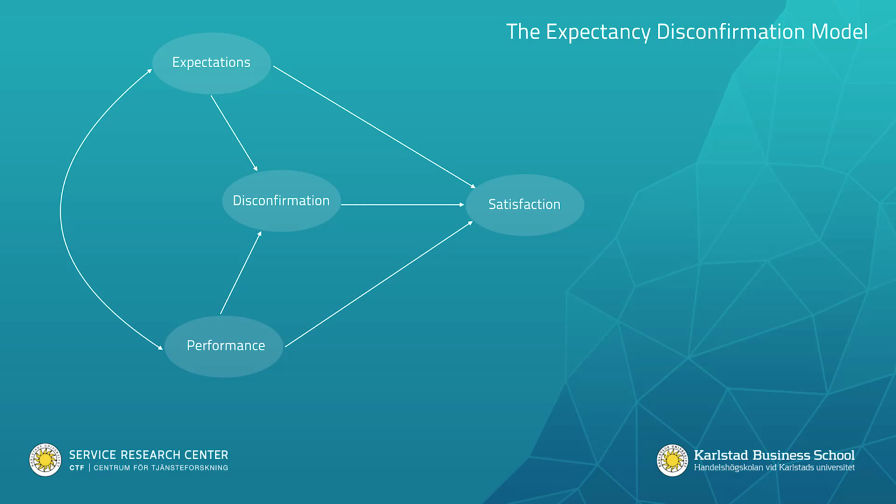How can then satisfaction be explained at the individual level? The expectancy disconfirmation with performance model shown in the figure is a well-known and valid explanation of customer satisfaction. A basic assumption is that satisfaction or dissatisfaction result from a comparison of expectation with actual performance.